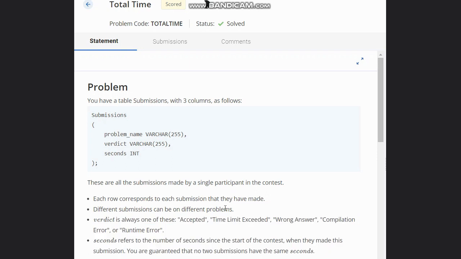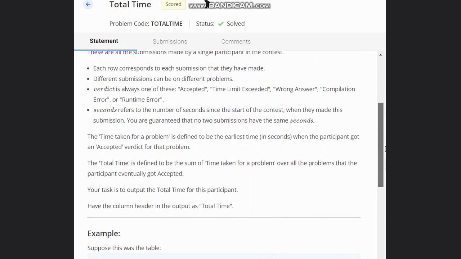So we have different submissions. In each submission we have a verdict as either accepted, time limit exceeded, wrong answer, compilation error, or runtime error. So in total we have these 5 verdicts possible, and seconds are the seconds at which the submissions were made, like we made a submission at 3 seconds or 4 seconds and so on. So that is the number of seconds since the start of the contest.